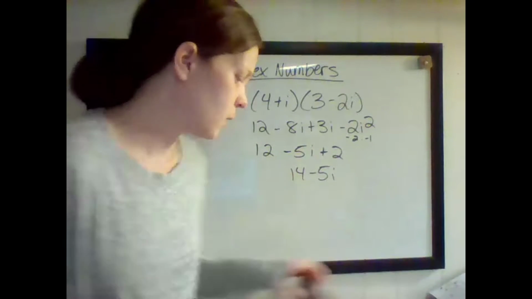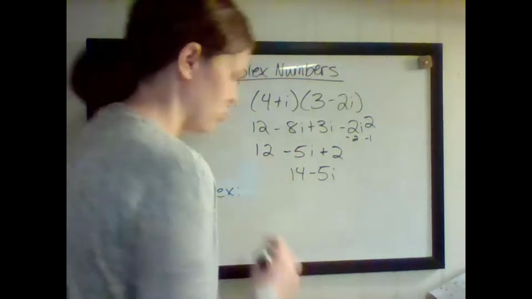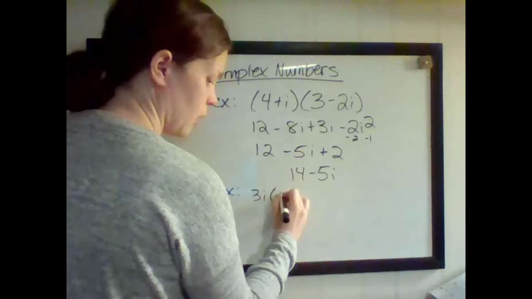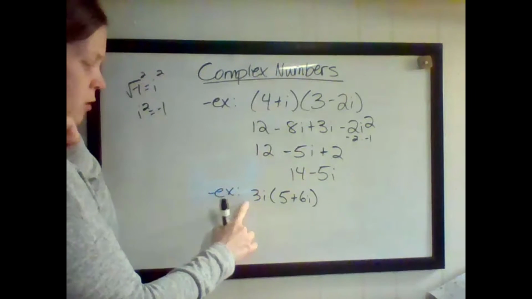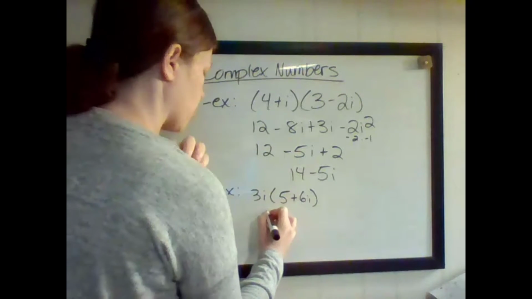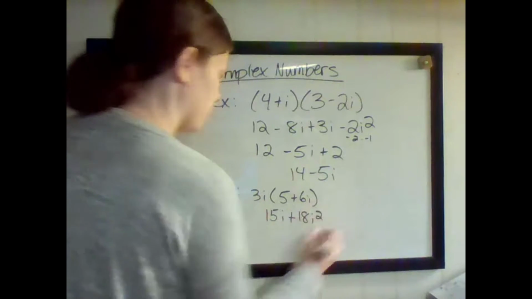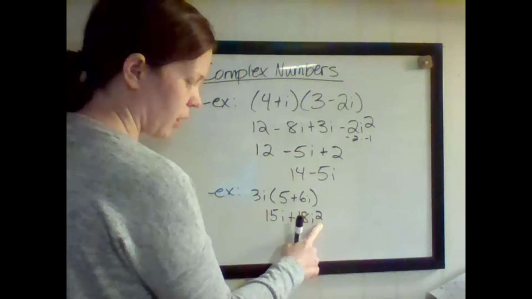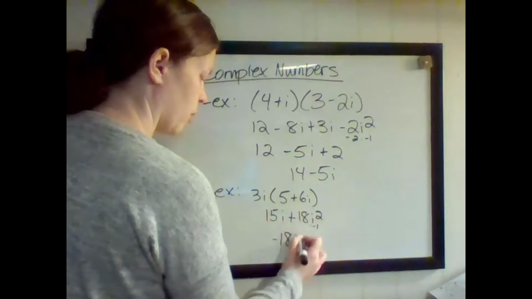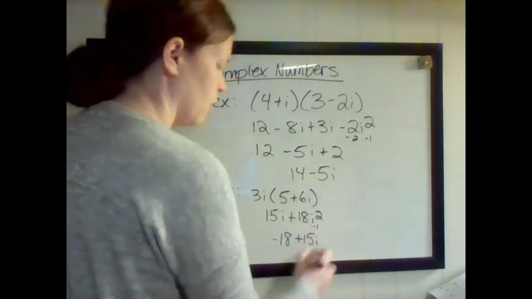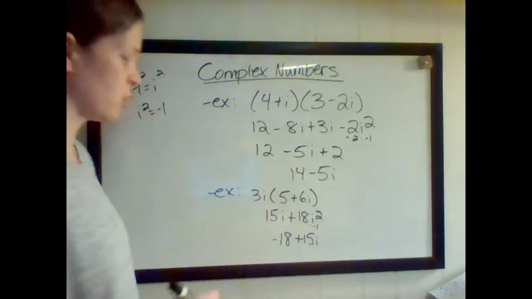Let's do another one. How about just 3i times (5 plus 6i)? This is still a complex number, just that the real part is 0. This one's just a matter of distributing. 15i plus 18i squared. But I wouldn't leave it like that because I can simplify i squared as -1. So this will be a -18. I'm going to put the real part first and then plus 15i, the imaginary part, second. That's how we always denote it, just like when I defined it.